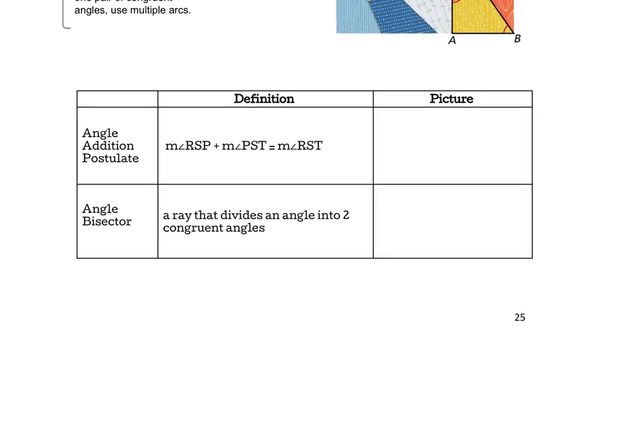Another postulate. Earlier in the chapter, we saw what we called the segment addition postulate. If I had a big old segment, what we talked about was this piece plus this piece equals the whole thing, right? Guess what? Angles are exactly the same. This angle plus this angle equals the big angle, okay? So when we have 2 angles, I'll show you an example here.